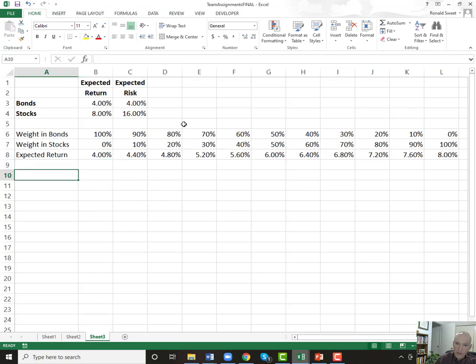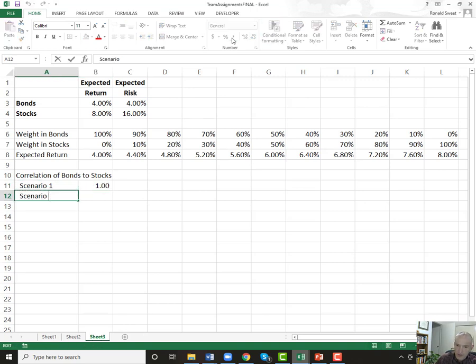Now, what about my risk? Well, for my risk, I've got to figure out the correlation of bonds to stocks. Well, I'm going to run 3 scenarios. Scenario 1 is that they're perfectly positively correlated.